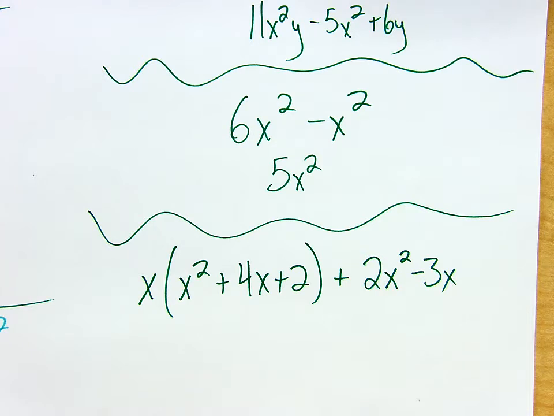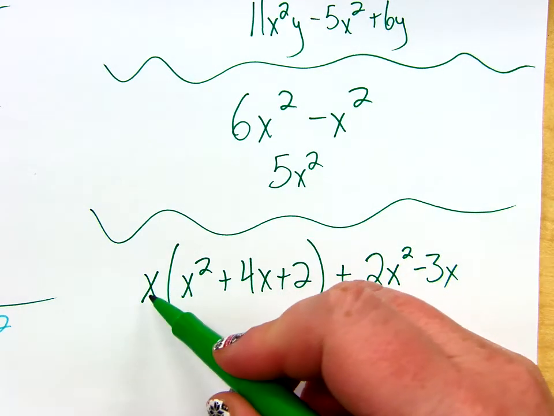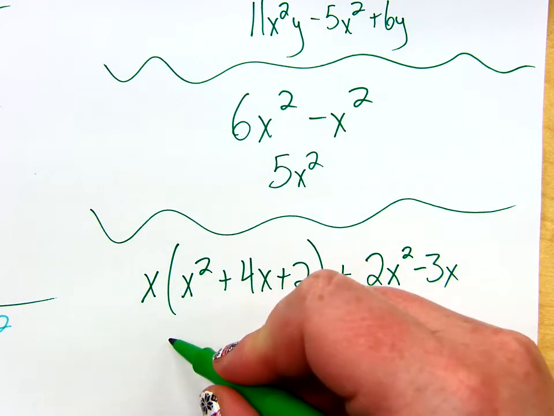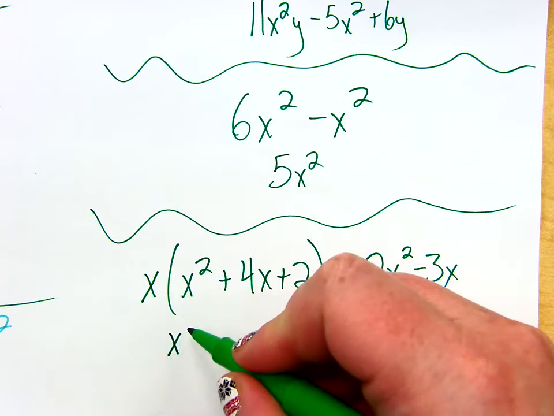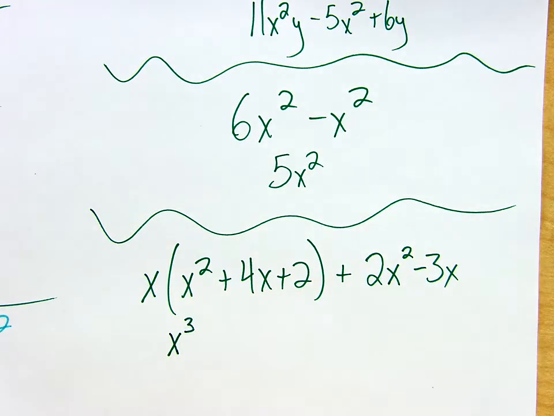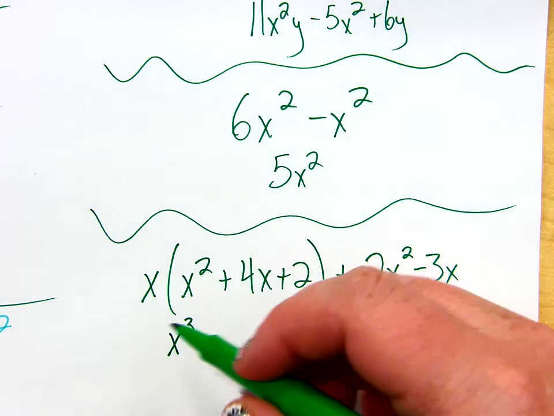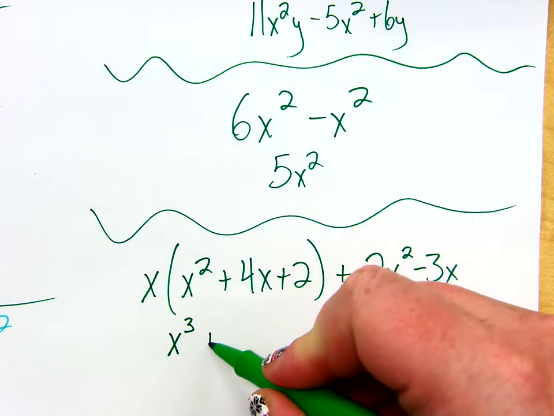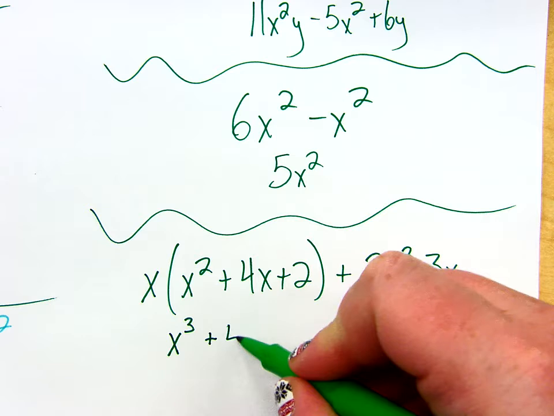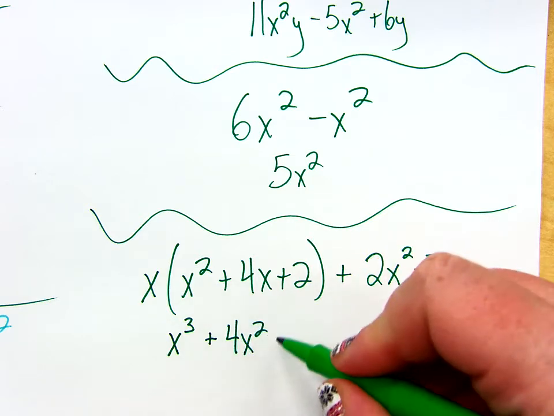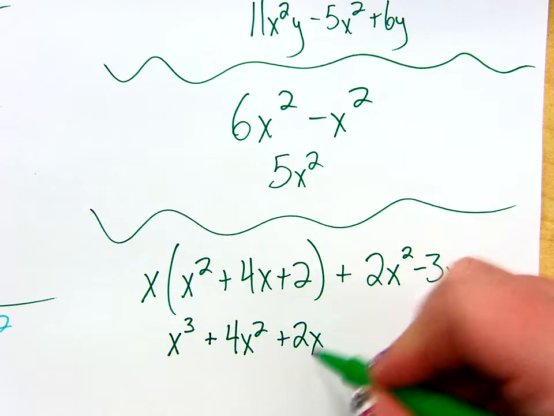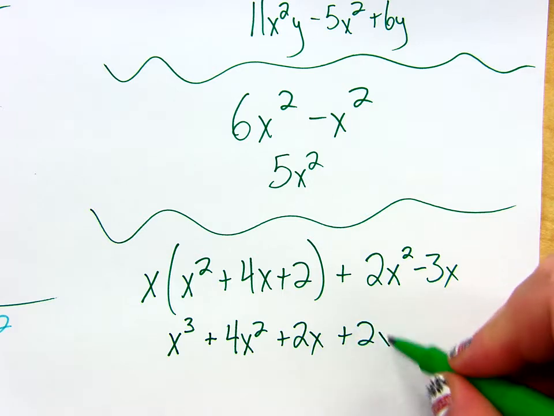So, first we have to distribute, right? Let's work ourselves through that. What do you get when you do x times x squared? X to the what? Third, right? X times x squared, x to the third. X times 4x is 4x to the second, and then x times 2 is 2x. Now I'll just rewrite them.